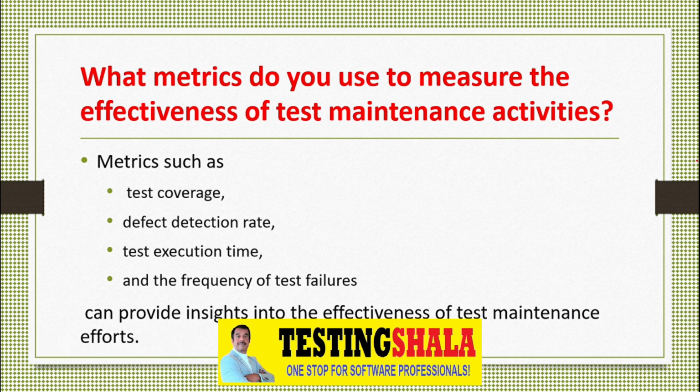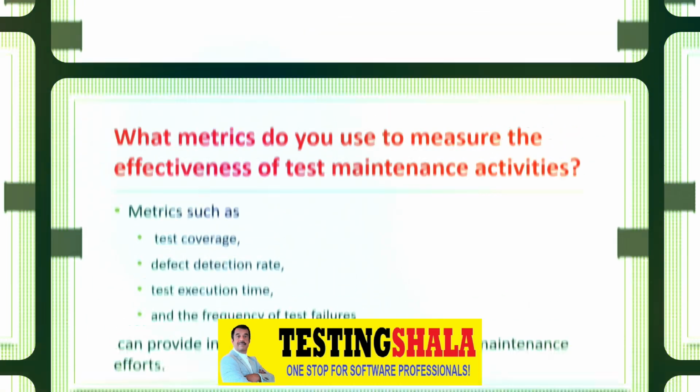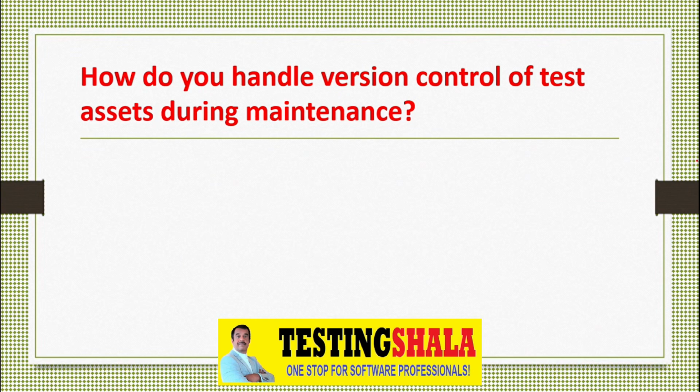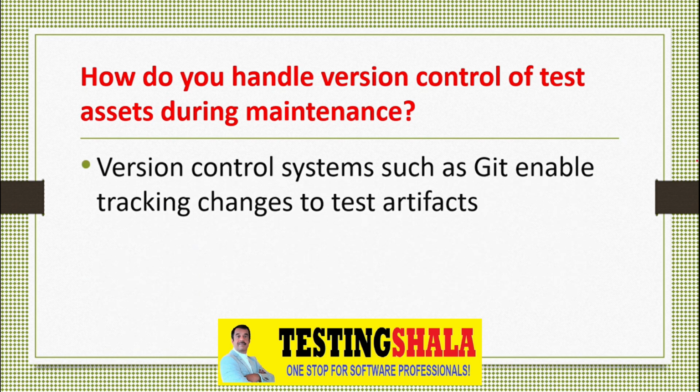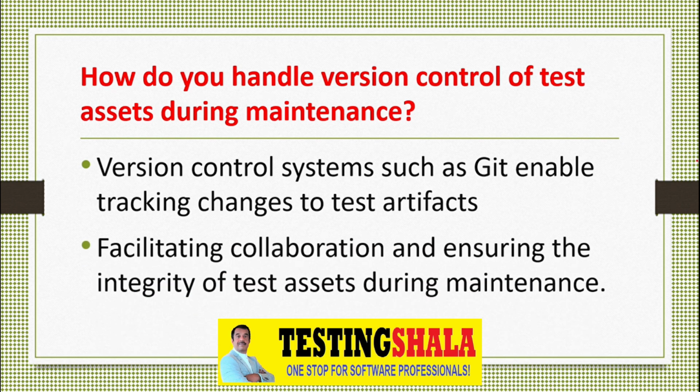And how do you handle version control of test assets during maintenance? All our test cases, test plans and strategies should be version controlled. Otherwise, it is not easy to track. Especially, we should use GitHub. Version control systems such as Git enable tracking changes to the various test artifacts, help us collaborate, and ensure the integrity of test cases during the maintenance phase.